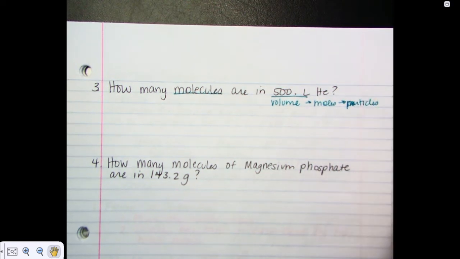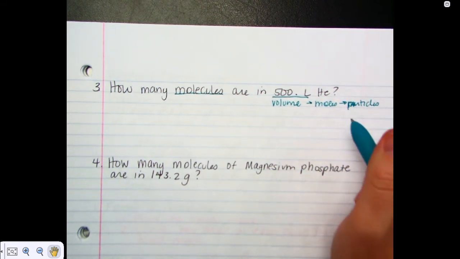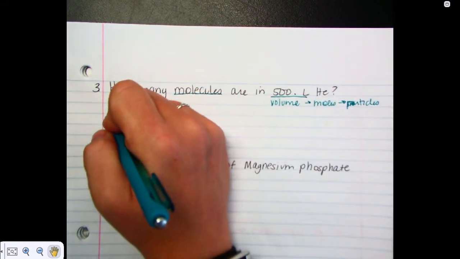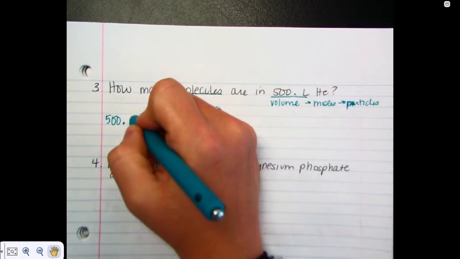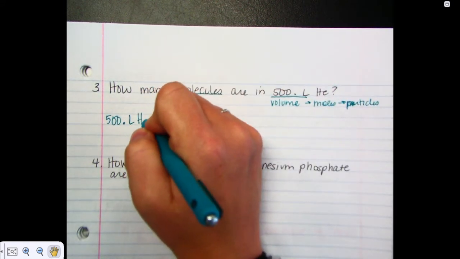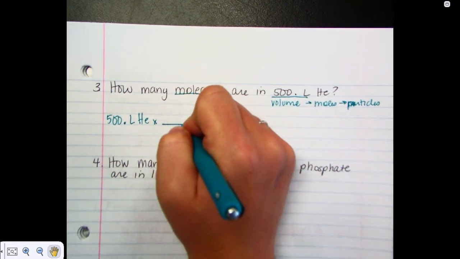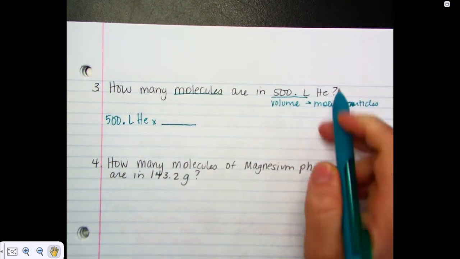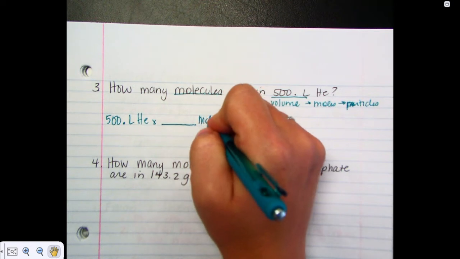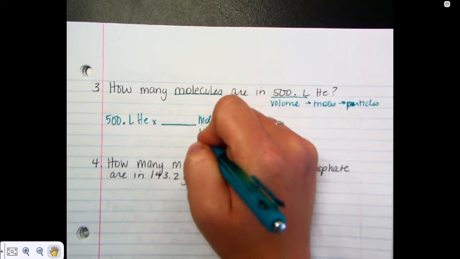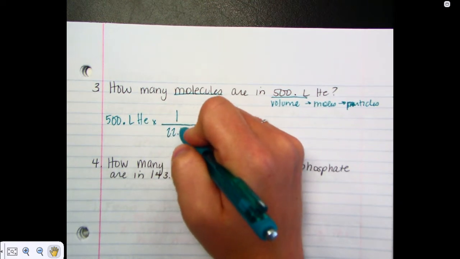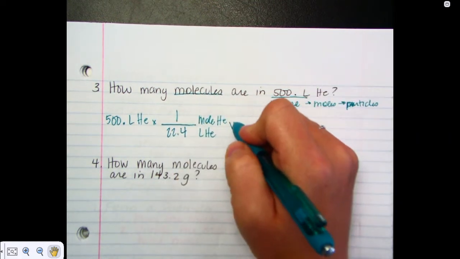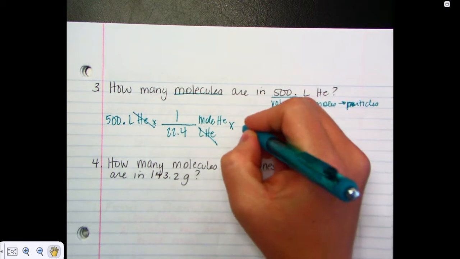All right, none of this says grams, so I don't have to calculate anything ahead of time. These are nice problems. I just plug in some constants. So 500, don't forget the decimal. Remember, it has sig fig implications. Liters of He times. Got to get out of volume into moles. So moles of He on top, liters He on the bottom. 1 mole is equal to 22.4 liters. Liters cancel, I'm in moles.